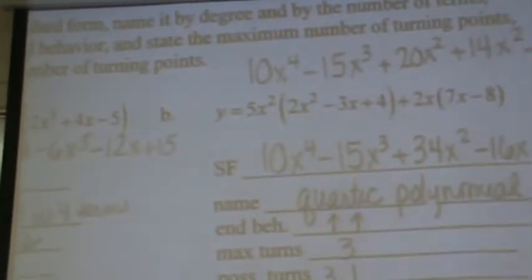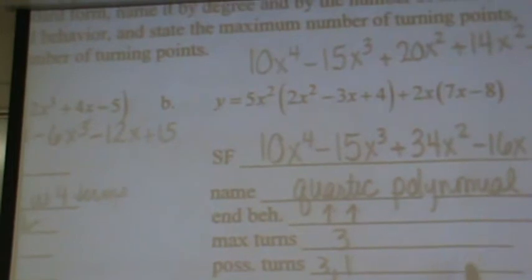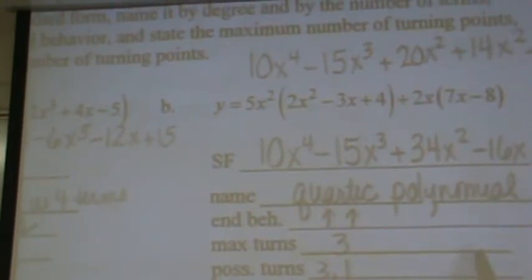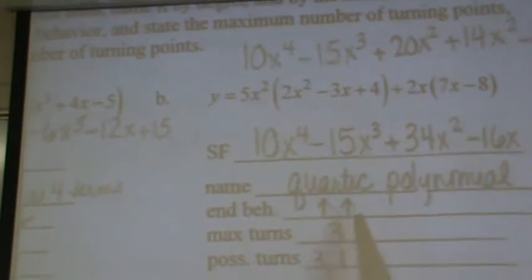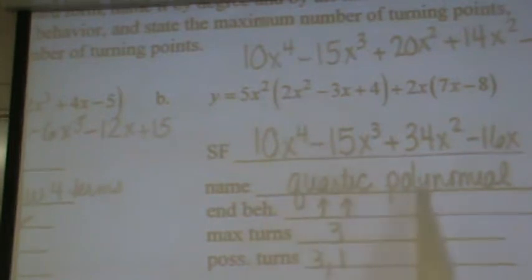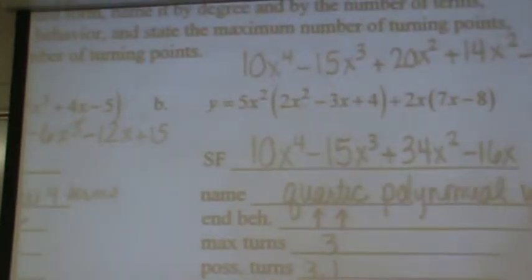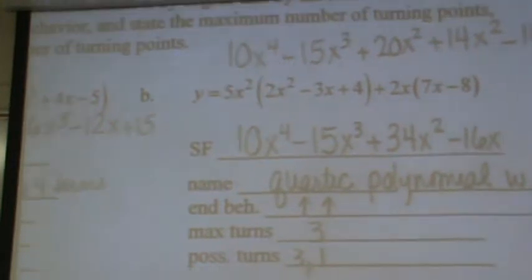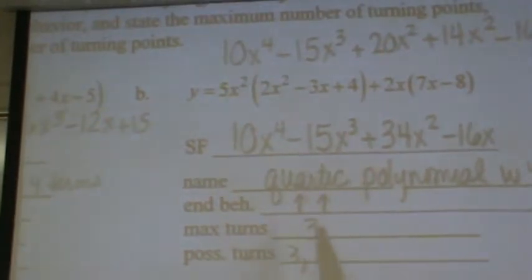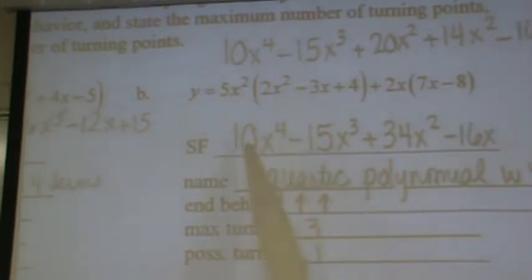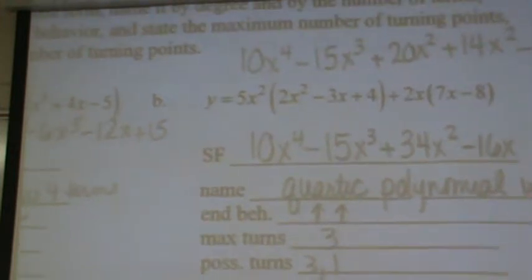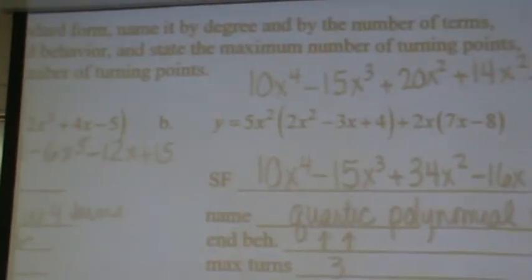For B, you do the same thing, simplify this. And I got 10x to the 4th minus 15x cubed plus 34x squared minus 16x. This is a quartic polynomial with 4 terms. Okay, any questions? Because the degree's even and the leading coefficient's positive, both left and right are going up. The maximum turns is 3, 1 degree less, and since we can fit another odd number greater than 0, it's 1 or 3.